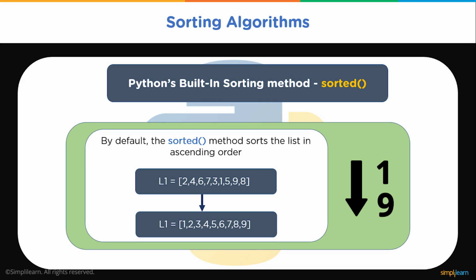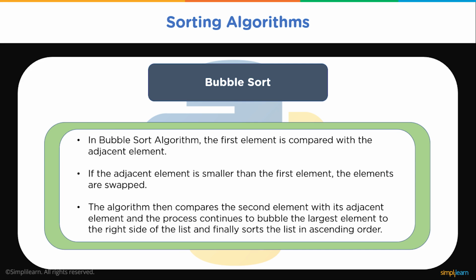So this is a built-in function, the sorted method, but we are here to discuss custom sorting algorithms, and we will start with bubble sort. Now, what is bubble sort? In the bubble sort algorithm, the first element is compared with the adjacent element, and if the adjacent element is smaller than the first element, the elements are swapped. Basically, bubble sort is a sorting algorithm that compares two adjacent elements and swaps them until they are in the intended order.